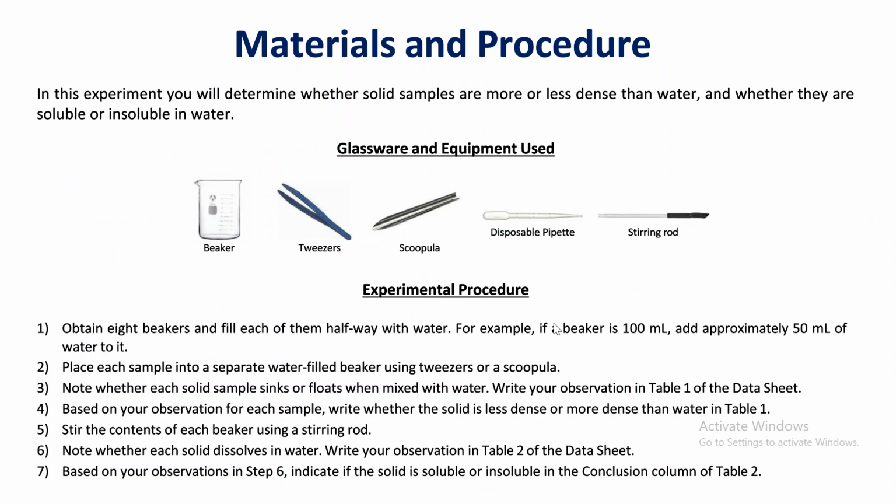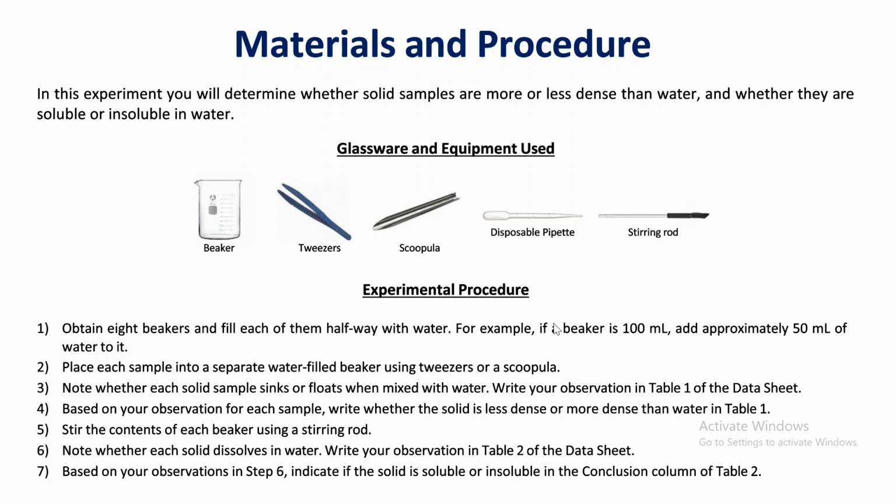For this experiment, we will be testing the solubility. So we're going to get 8 beakers, fill each of them halfway with water. For example, if you have a 100 ml beaker, we're going to only add 50 ml of water. Place each sample into a separate water-filled beaker using tweezers or scopula. Note whether each solid sample sinks or floats. So now we are testing for the density.